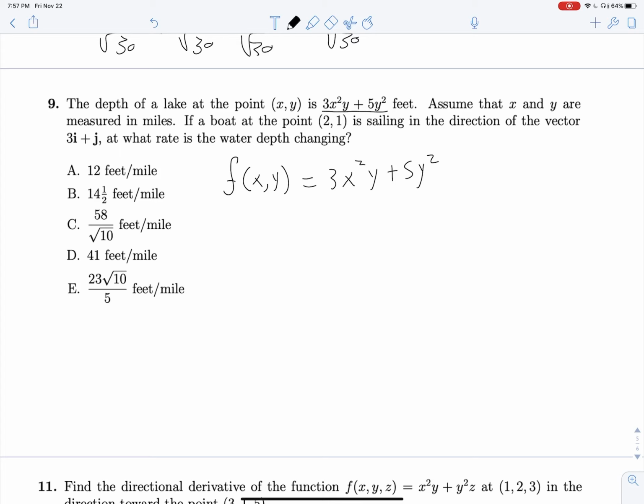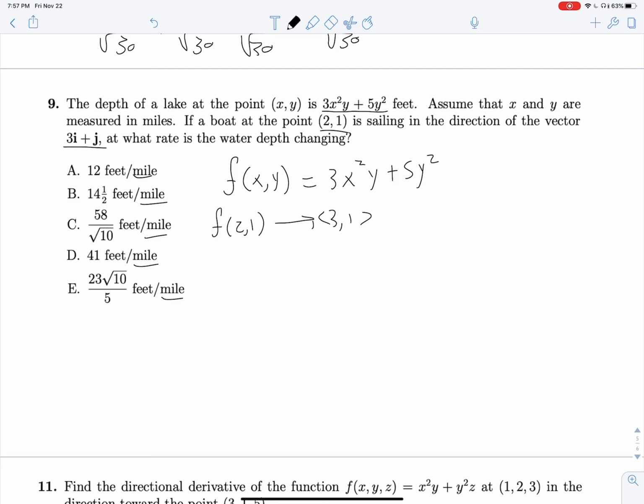Okay, we really don't care. All of our answers here have the same units, so it's slightly useless to know that. If a boat at the point (2, 1), okay, so there's our point. We're actually at f of (2, 1). Let's just note that it is sailing in the direction of (3, 1). So f at (2, 1) in the direction of (3, 1). At what rate is the water depth changing?